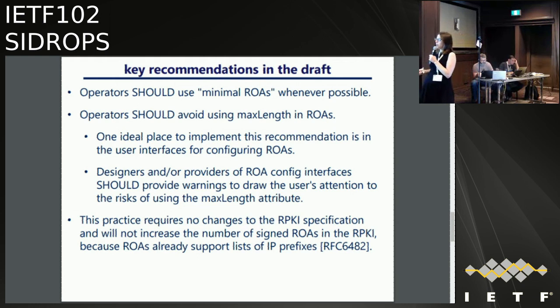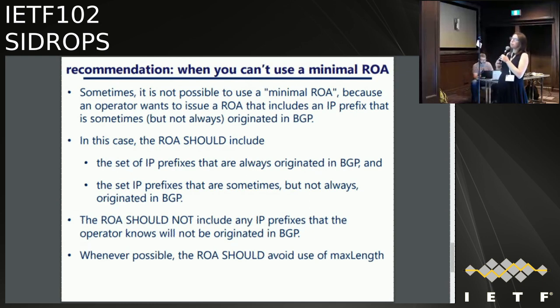Just a note, max length does not reduce the number of ROAs in the RPKI, it just reduces the number of prefixes in each individual ROA. So this practice does not actually cause there to be more ROAs in the RPKI, it just means that there would be lists of prefixes as opposed to just a prefix with a max length. So that's one of the key recommendations. I wanted to mention that there are cases when you cannot use a minimal ROA, so we give some recommendations there.